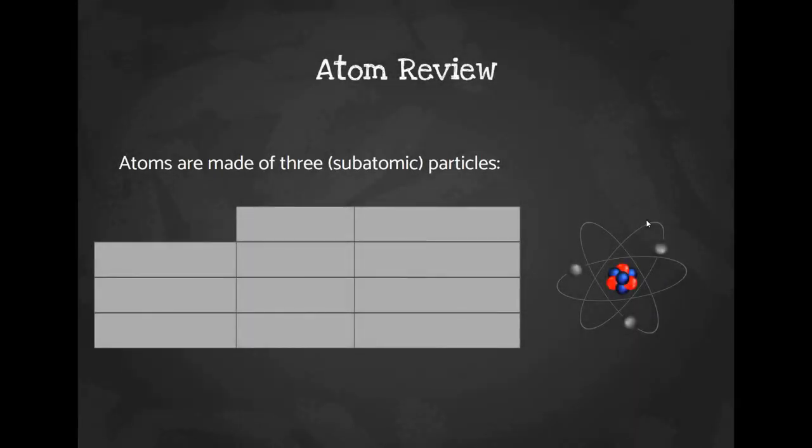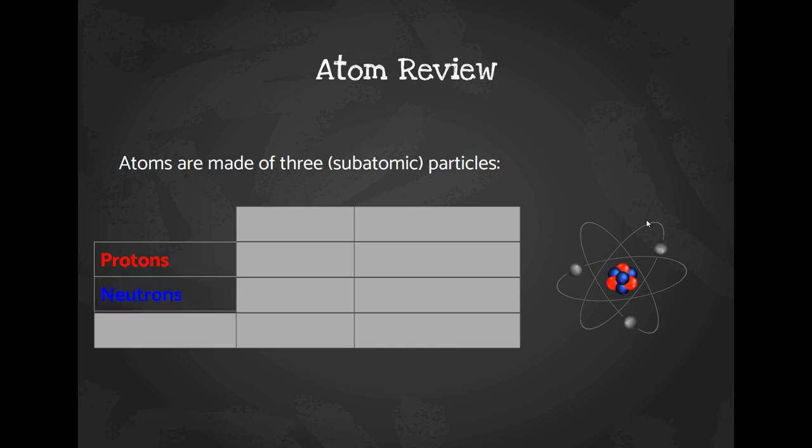Atoms, we know, are made of three different subatomic particles. The first are the protons. Those are our red particles there on the right. Next are our neutrons. Those are the blue particles on the right. And finally, we have the electrons orbiting around the outside of the nucleus. Those are the gray spheres orbiting around that nucleus.